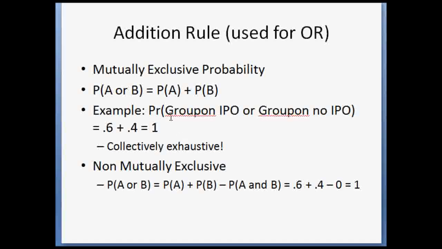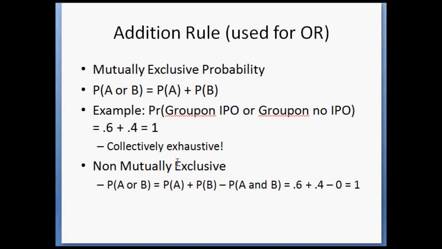So, for example, let's say we have a belief that the Groupon IPO will happen this year and be successful, a 60% chance. Well, the probability that it will be successful or won't be successful, that's a mutually exclusive set. And so we can simply add the probabilities. 0.6 plus 0.4 equals 1. Note that means this is collectively exhaustive. If you have a mutually exclusive set where the sum of the probabilities is 1, that's also collectively exhaustive. So it's a mutually exclusive and collectively exhaustive set.